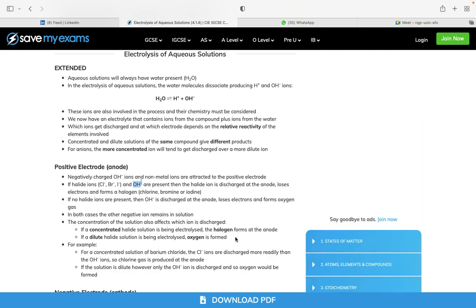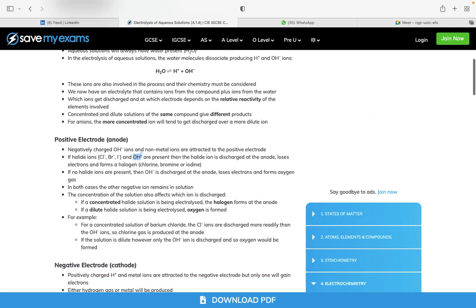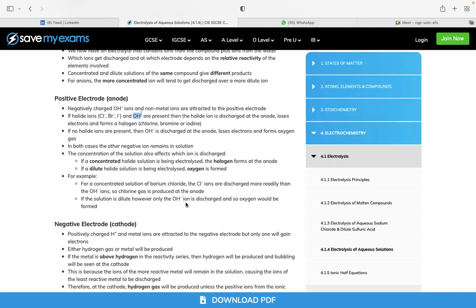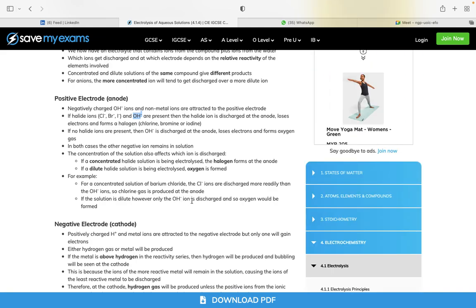We're going to see an example now so that we can get this clear or clearer. For example, for a concentrated solution of barium chloride, this chlorine ion will be discharged at the anode, right? Will be readily discharged instead of the OH, right? So chlorine gas will be produced at the anode. But if the solution is dilute, however, only the OH ion will be discharged, so oxygen will be formed. So if it's a dilute solution, OH will be discharged, not the chlorine.